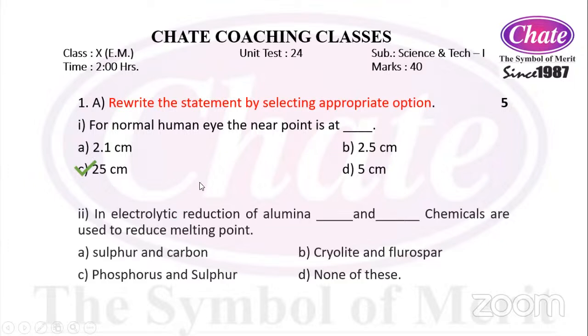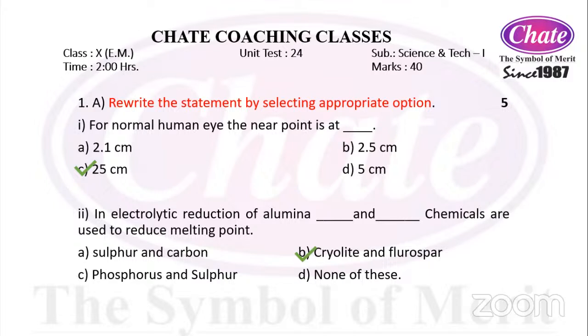Now the next question is, in electrolytic reduction of alumina, dash and dash chemicals are used to reduce the melting point. Yes, absolutely, everybody knows the answer. That is cryolite and fluorspar. As we know, the melting point of alumina is around 2000 degrees Celsius. It is around 2074 degrees Celsius.